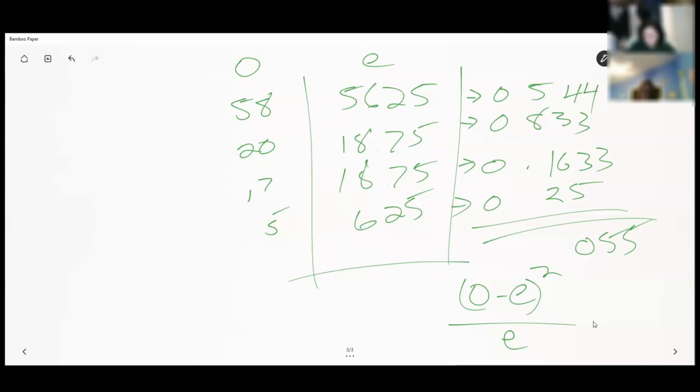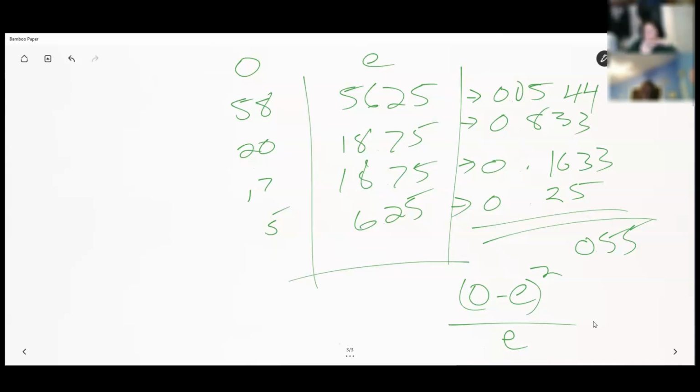Okay, Ahmed. Yeah, for the first value, 58 and 56.25, if you do it, it comes out to be 0.0544, not 0.5. Oh, I wrote it wrong. Okay, thank you.